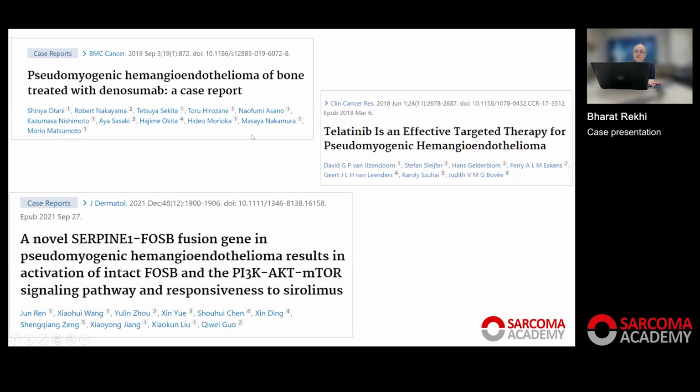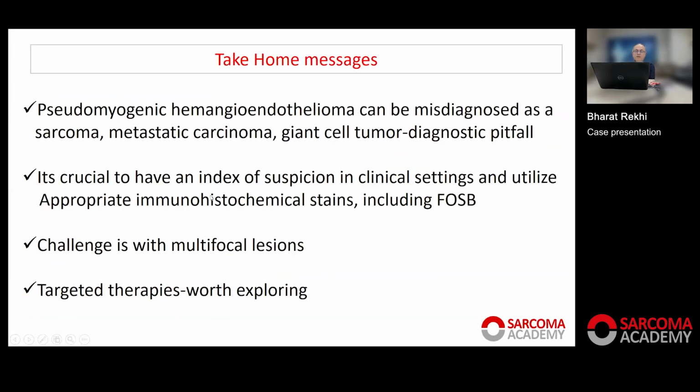So denosumab has been tried. Another is tele-tinib that I could come across as a targeted therapy. And of late, sirolimus is being tried, targeting this fusion. That's been also seen in a couple of cases in the Italian group who were triaged for the mTOR inhibitors, because this fusion can be targeted through the PI3K-AKT-mTOR pathway.